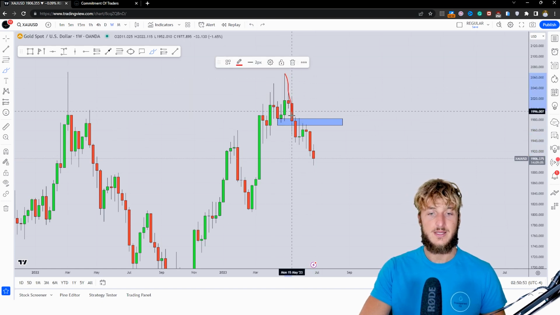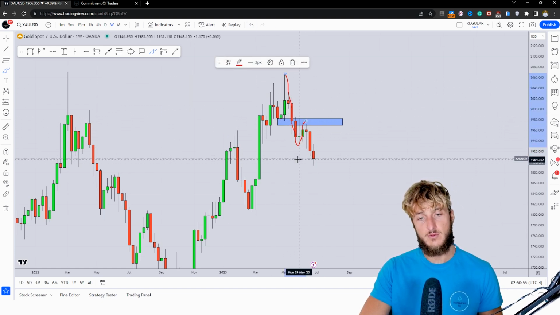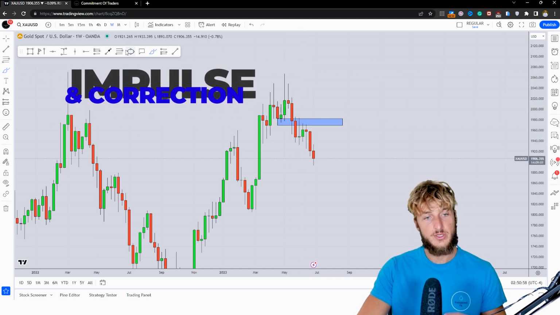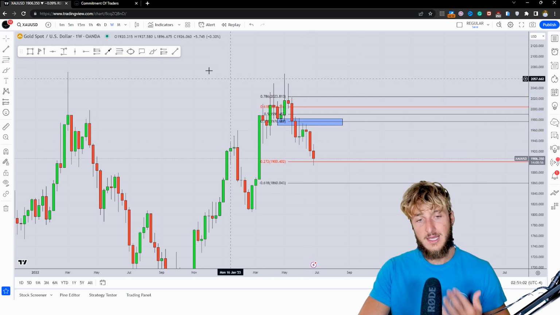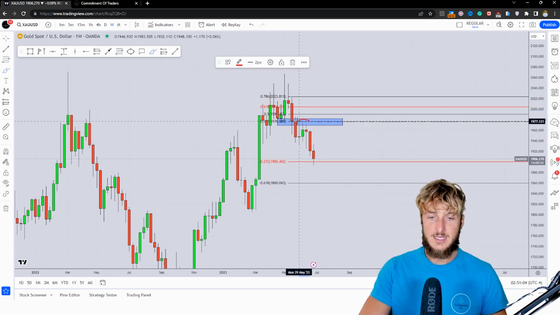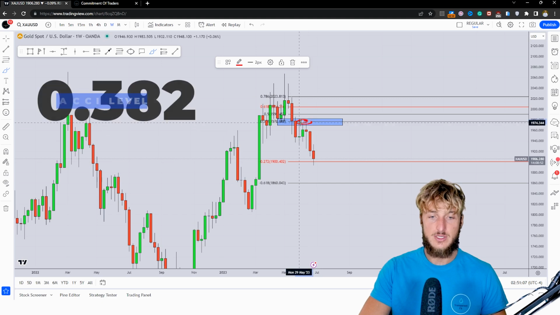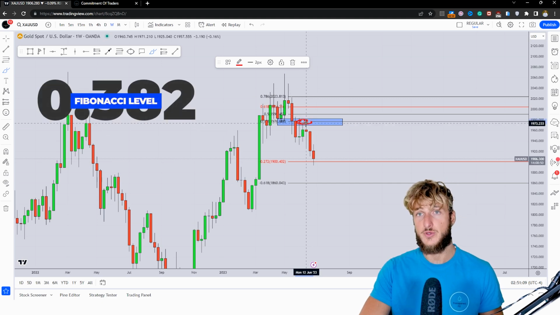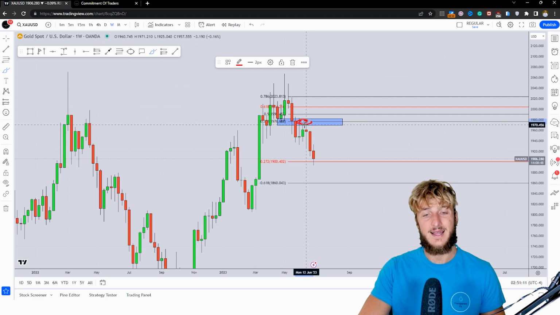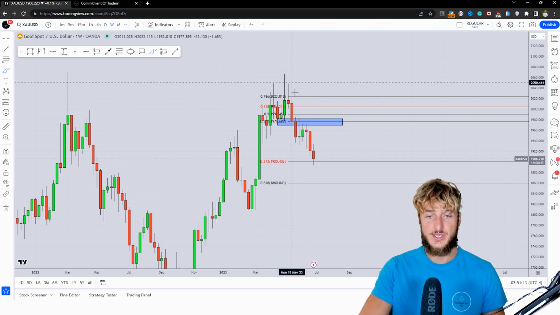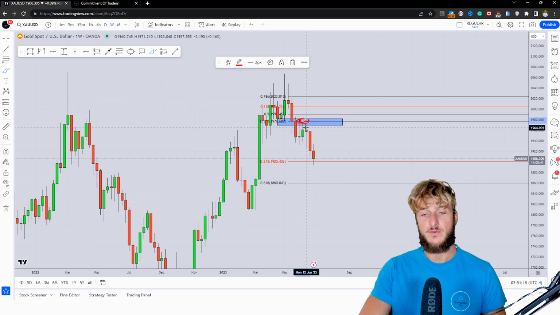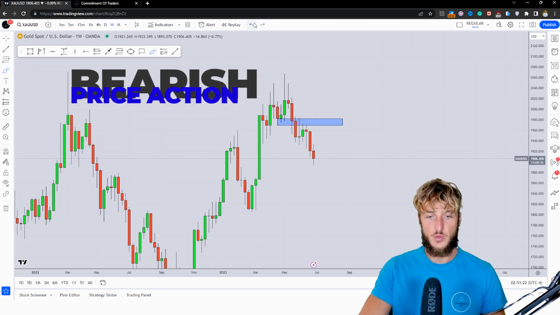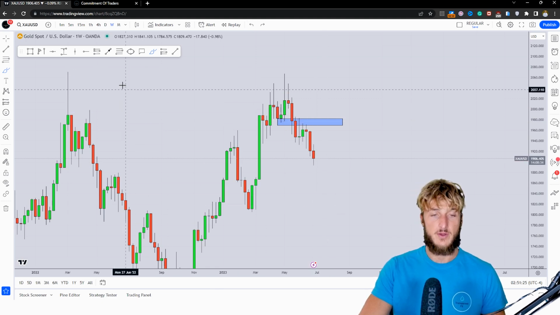We can also notice that since we have an impulse and correction, if you want to measure the correction after the impulse, you have to take your Fibonacci from the high to the low of the impulse leg. And if we do that, what we can see is that we had a retracement exactly to the 0.382 Fibonacci retracement, which was in fact aligning with this previous support and resistance, creating a confluence of resistance at this zone, which we could in fact expect this market to test and then to reject to the downside. So here on the weekly as well, everything looks very bearish.